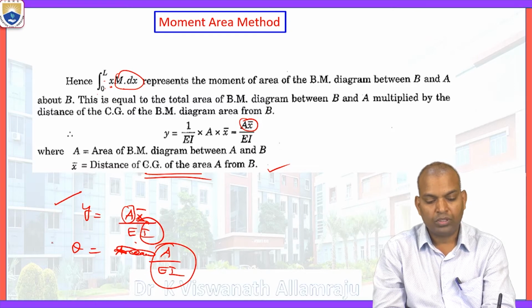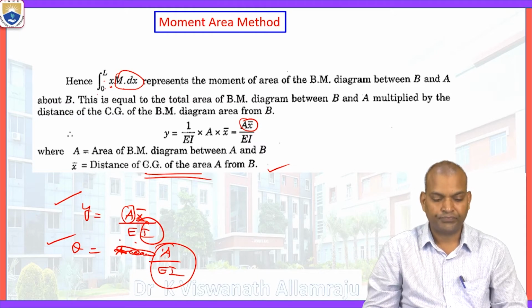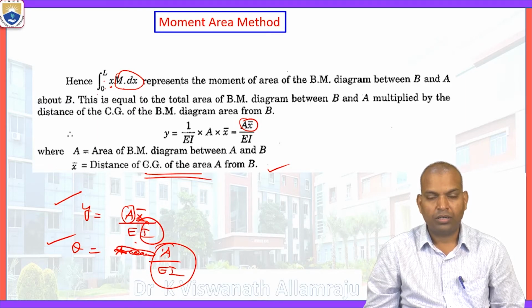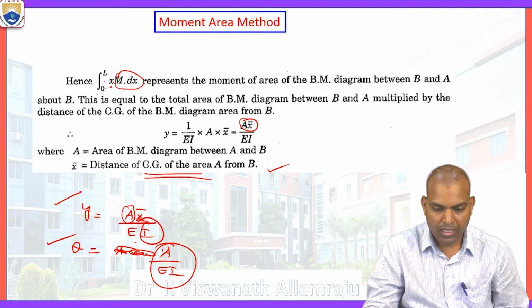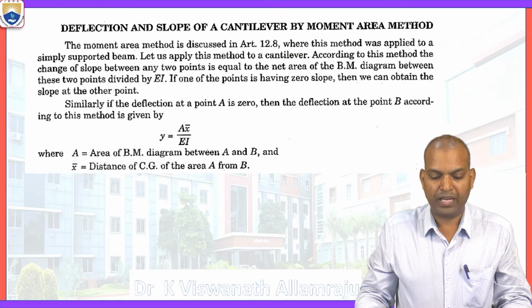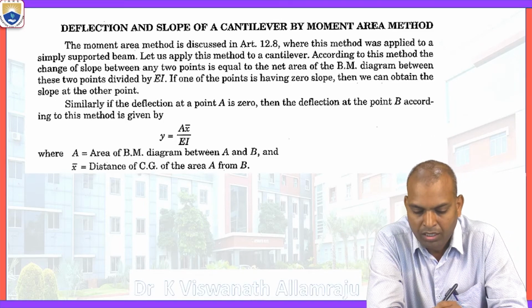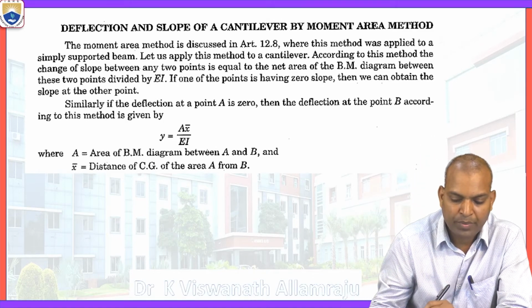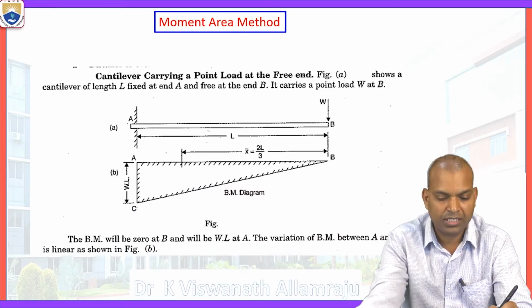If we know the area of the bending moment diagrams and the values of E and I, then we can directly calculate the slope and deflections of various beams under various loads. Now here, the deflection and the slope of a cantilever beam we are going to find out by the moment area method. Now we consider case 1 here.